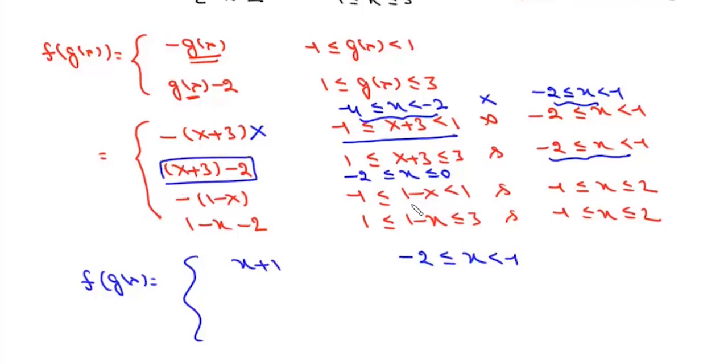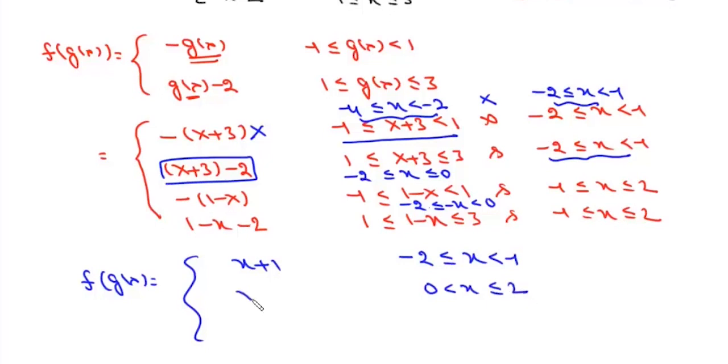Now we'll solve this. If we subtract 1, it will be minus 2 less than or equal to minus x less than 0, and if we take this minus sign, then it is between 0 to 2, and here it is between minus 1 to 2. So the common interval between these two is, the value of x lies between 0 to 2.